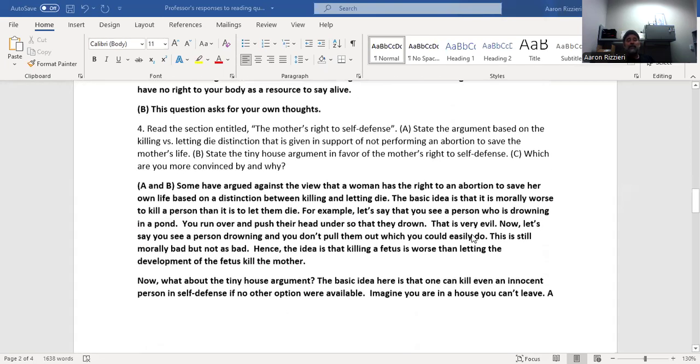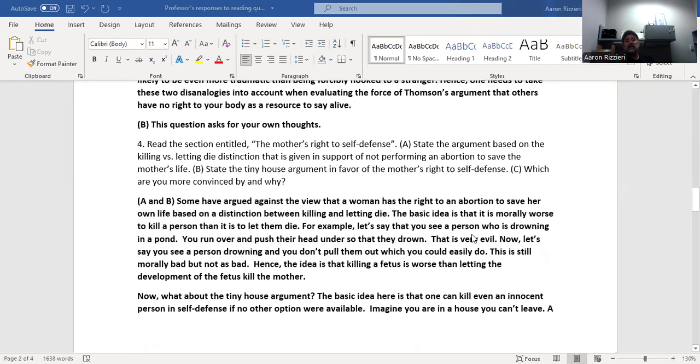Question 4. Read the section entitled The Mother's Right to Self-Defense. State the argument based on the killing versus letting die distinction that is given in support of not performing an abortion to save the mother's life. State the tiny house argument in favor of the mother's right to self-defense. Which are you more convinced of and why?